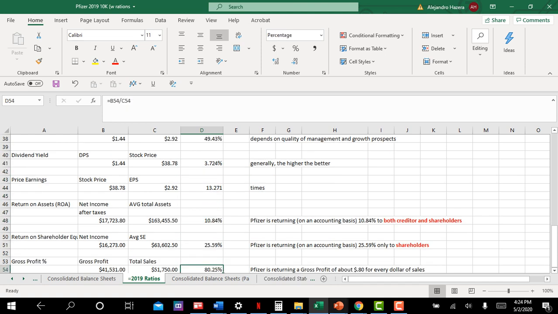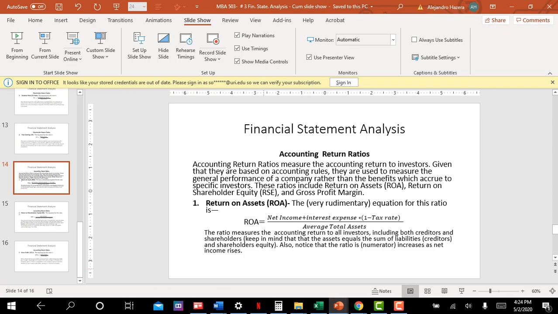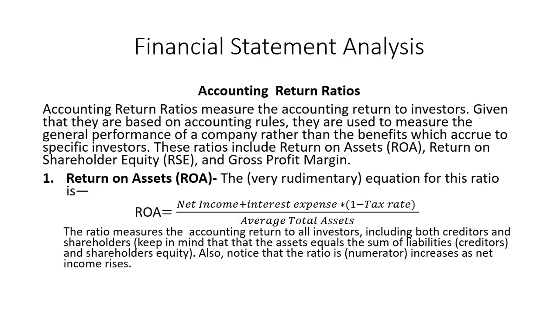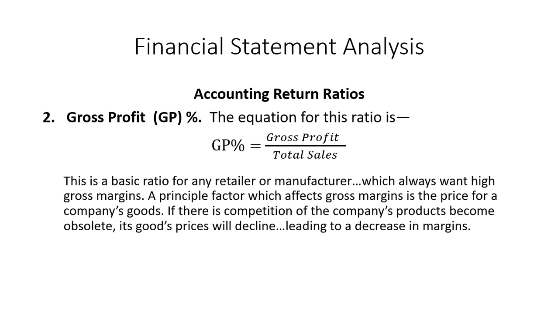And I'm just going to go back to finish the slide here. The last ratio was, let's see, return on assets, return on shareholders' equity, and finally gross profit percentage. That's what I just did. But it's very easy. Gross profit percentage is just gross profit divided by total sales. This is a basic ratio for any manufacturer or retailer. You always want to get the highest gross profit you can. Now, gross profit is also called gross margins.